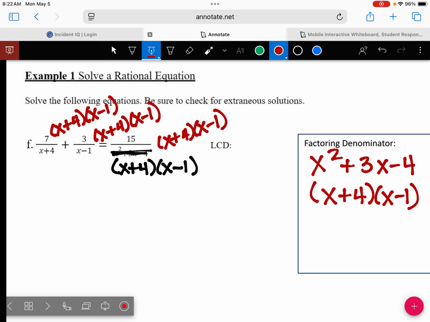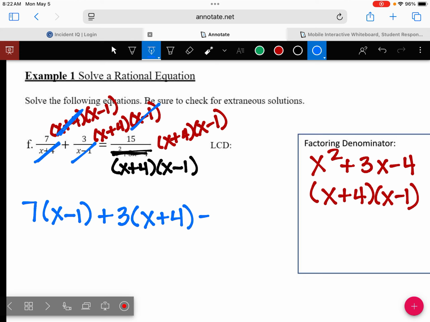So again, in order to solve a rational equation, we have to cancel out our denominators. So on the first fraction, the x plus 4 goes away, leaving me with 7 times x minus 1. Bring down the plus sign. On the second fraction, the x minus 1 goes away, leaving me with 3 times x plus 4. Bring down the equal sign. And on the last fraction, they both go away. So all I have left is the numerator, which is 15. All right, I'm going to go ahead and freeze my screen again, give you a chance to distribute.